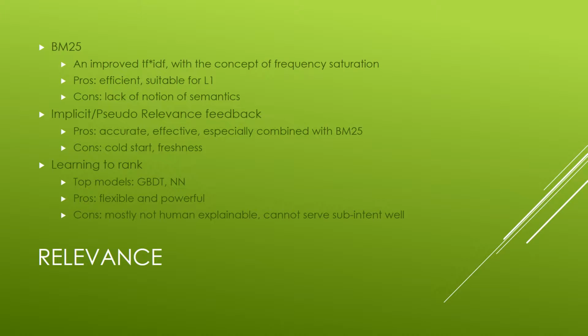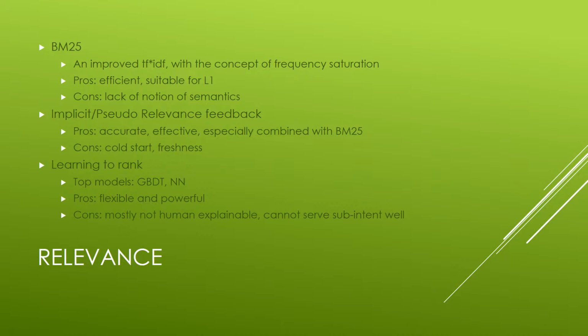Both models are very capable of taking heterogeneous features, requiring very little feature engineering and normalization, to the extreme that GBDT does not even require a feature to be numeric. So the feature can be a symbol. GBDT can learn with symbols. So learning to rank is extremely flexible and powerful.